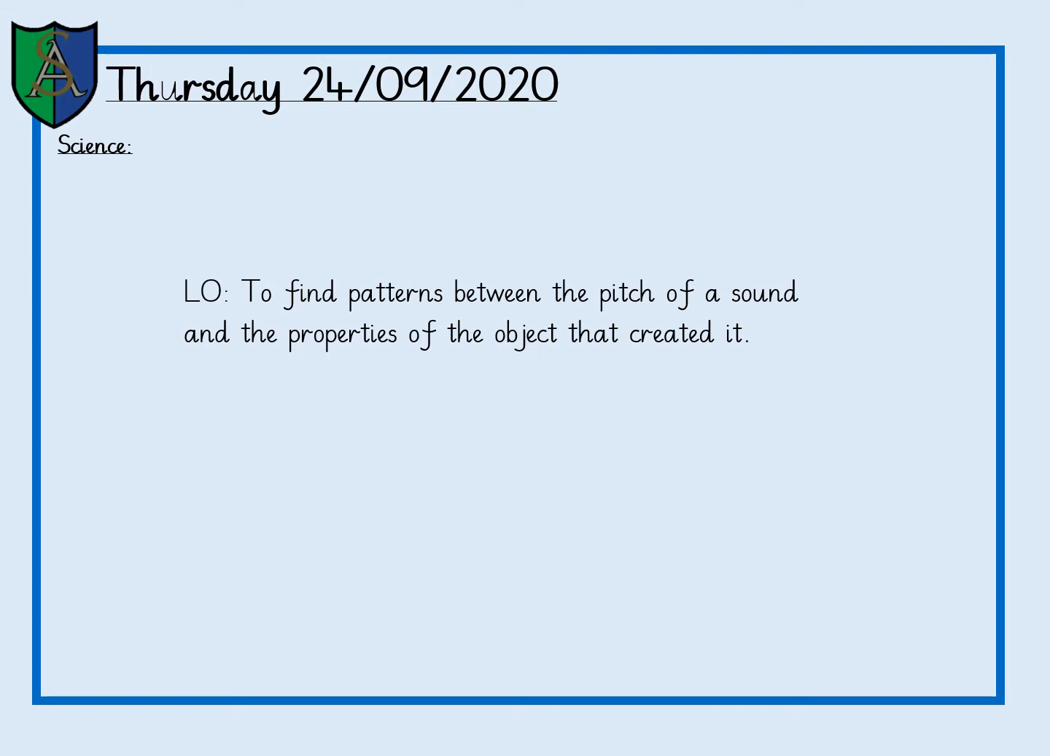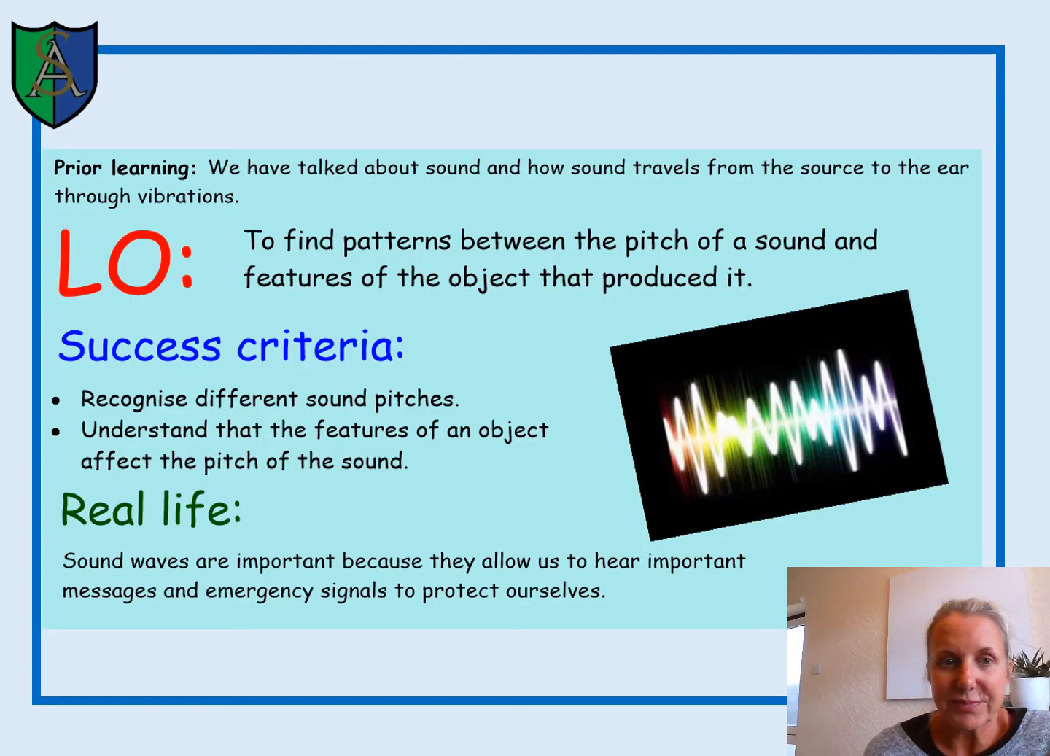This is Thursday, the 24th of the 9th, 2020, and the aim is to find patterns between the pitch of a sound and the properties of the object that created it. So our prior learning, we talked about sound and how sound travels from the source to the ear through vibrations. And our success criteria today, we're going to be able to recognise different sound pitches, and we're going to understand that the feature of an object making the sound will affect the pitch of the sound.